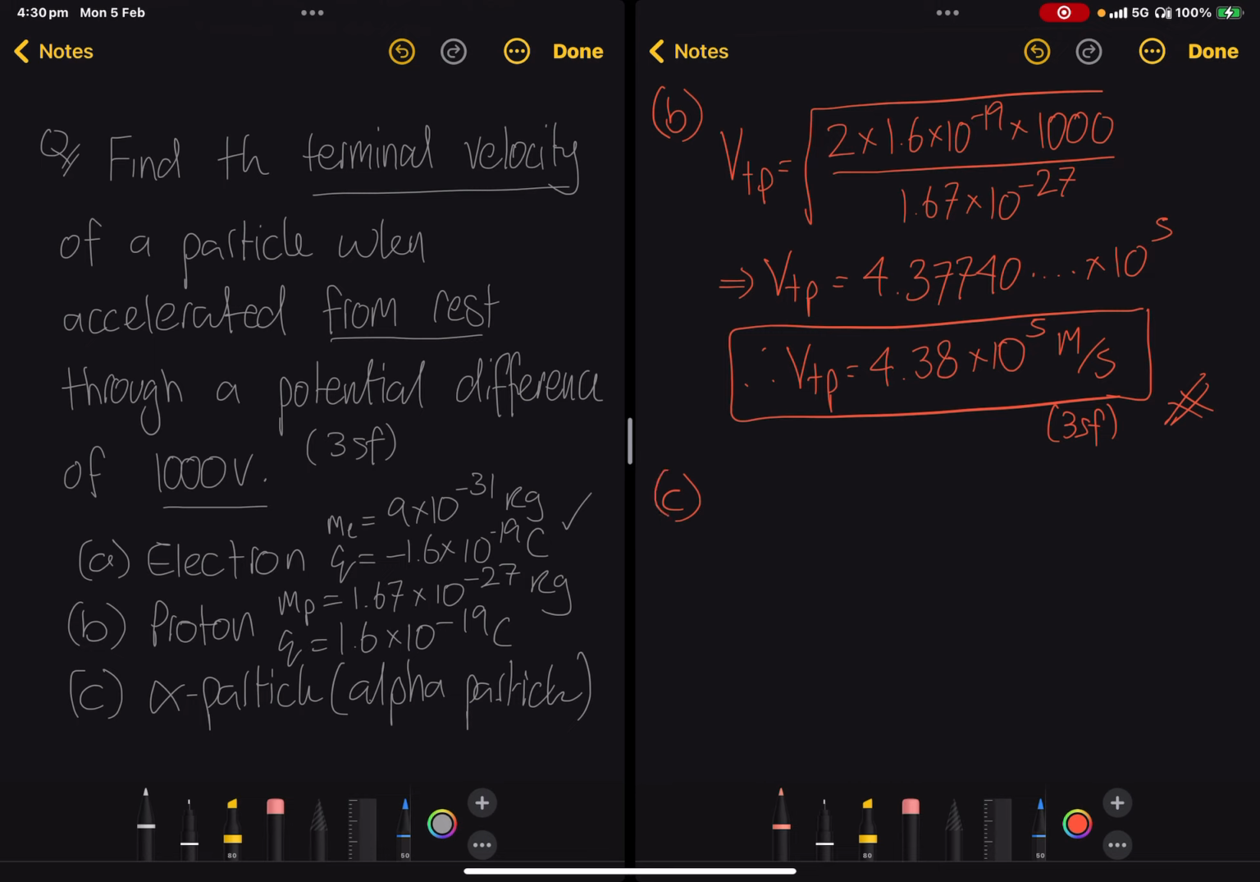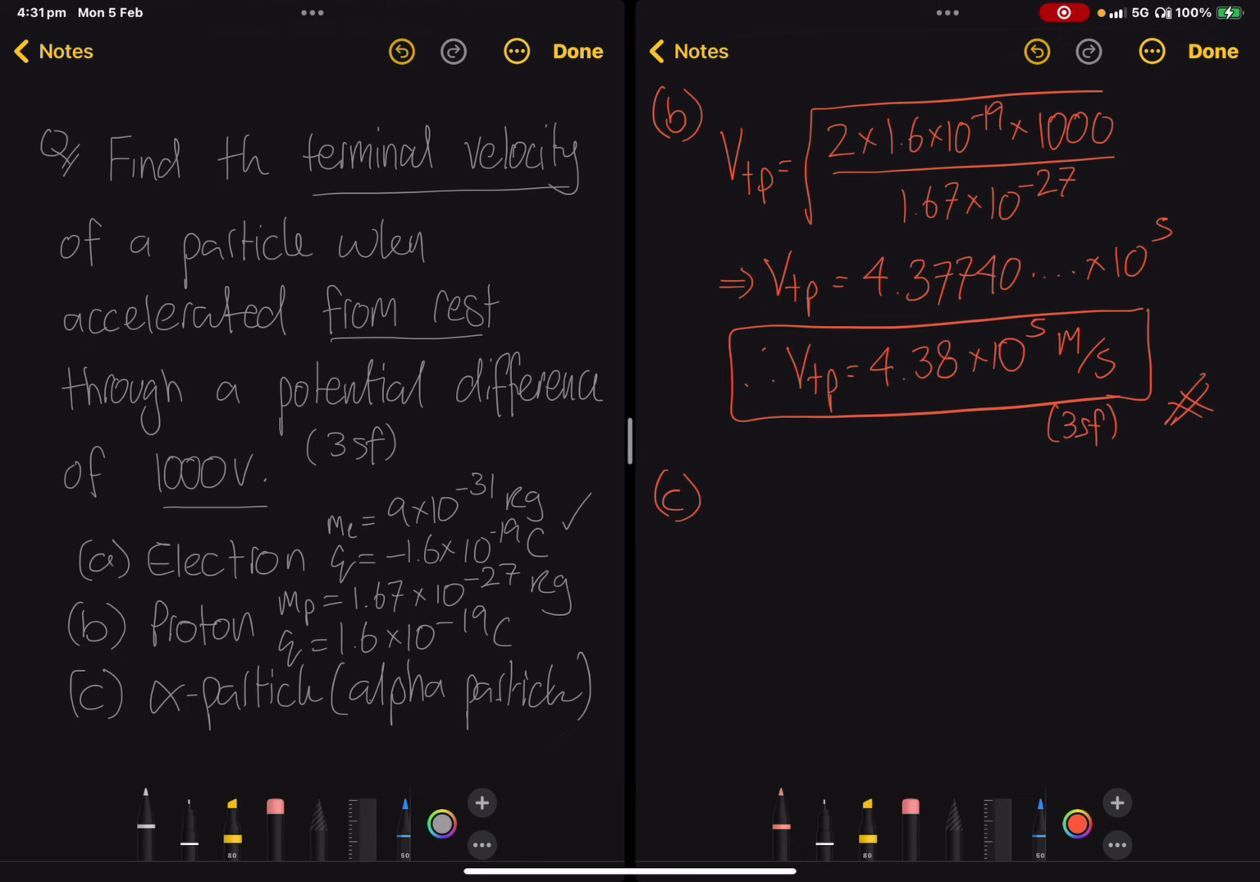Now part C, this is the harder one, alpha particle. Often students don't really deal with alpha particles, so it's not an overly common thing to have to know the mass of or the charge of. So we can actually look up the mass of an alpha particle. We could calculate it, but we'll just look it up.